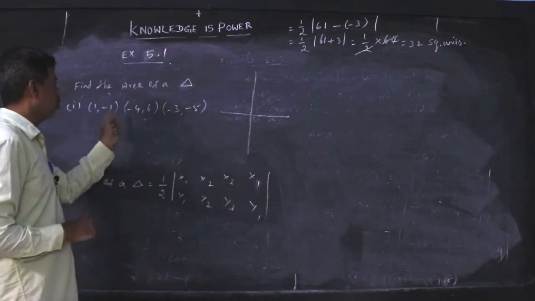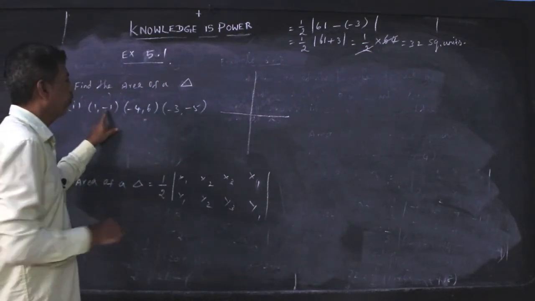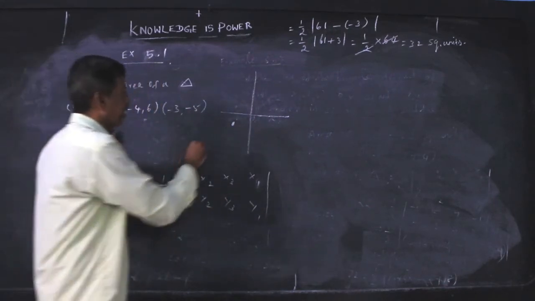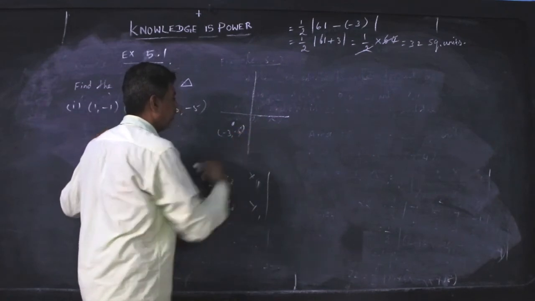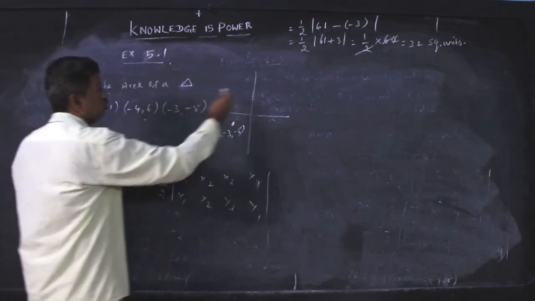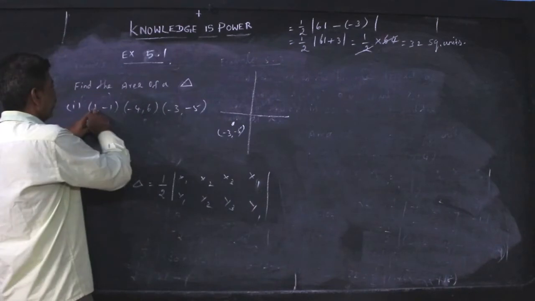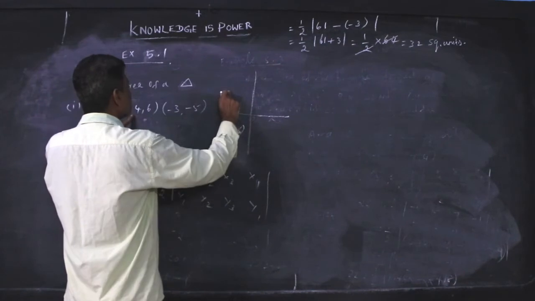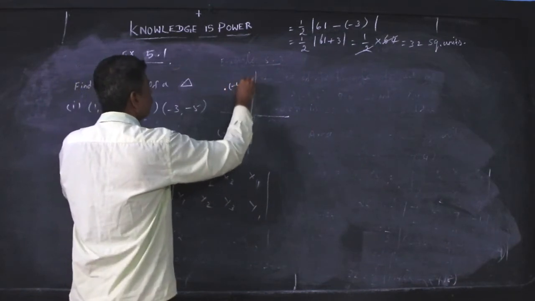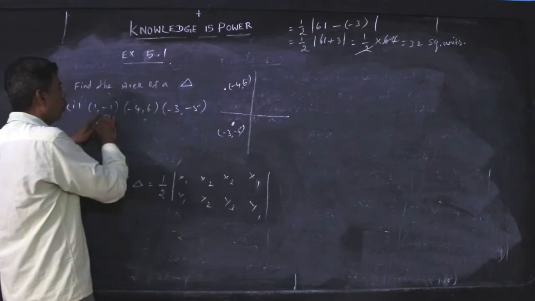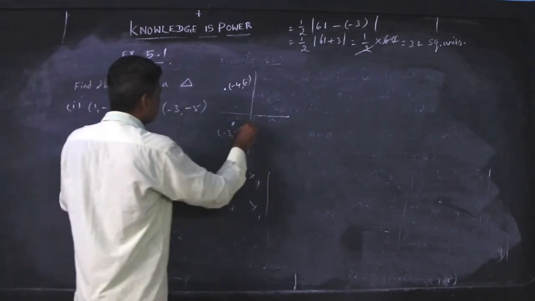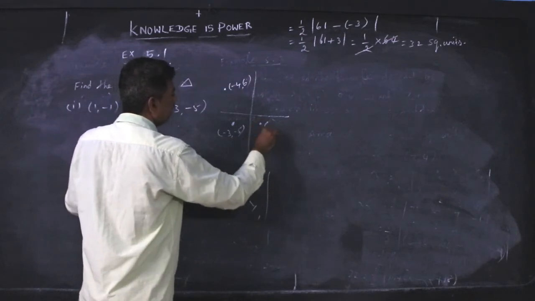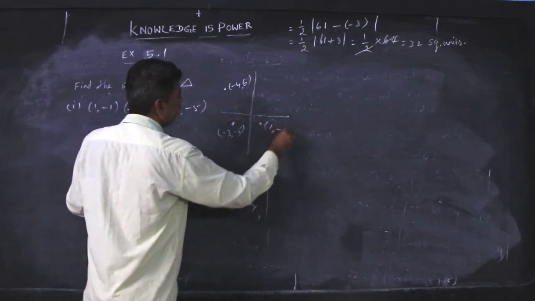as usual, x axis, y axis. If both are negative, it will come here, both are negative, it will come here, that is minus 3 comma minus 5. Both are positive, it will come here. Now x axis will be minus, then it will become here minus 4, 6. Then here y will be minus 1, comma minus 1. X axis will be 1, y axis will be minus 1. So it will become here 1, comma minus 1.